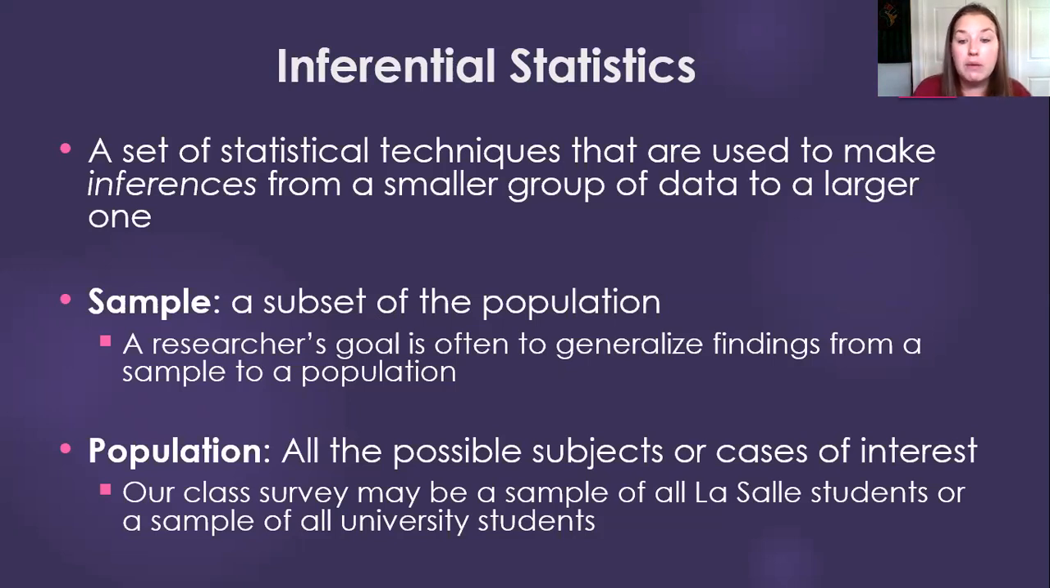Our class survey may be a sample of all LaSalle students or a sample of all university students, perhaps. And so what this is doing is saying, do we have information about everybody that we want to draw conclusions about? That everybody we want to draw conclusions about is our population. Or do we just have information on a sample of people?